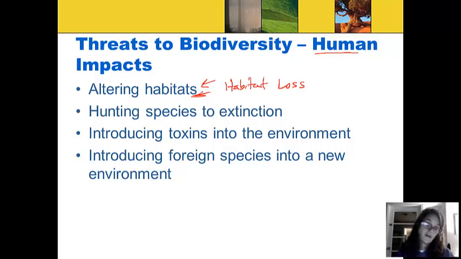Hunting species, fishing, overfishing, things like that. Poisoning the environment, pollution, poisoning organisms, and of course introducing foreign species into an environment that may outcompete the native species that are supposed to be there, and kind of turn what was a nice varied habitat into a monoculture. Monoculture means basically just one thing takes over, like kudzu or Phragmites, which is a reed that is kind of overrunning our native marsh plants and so on.